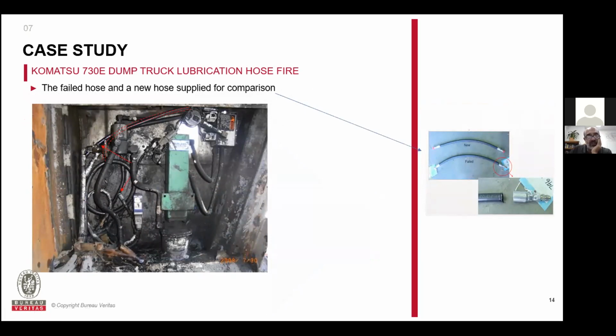When we were engaged, we said, look, send us the failed connection, which they did. This is the hose, which is that one there, and that's the fitting, down there. We also asked them to send us a new hose, so we can do a comparison of certain properties and tests.